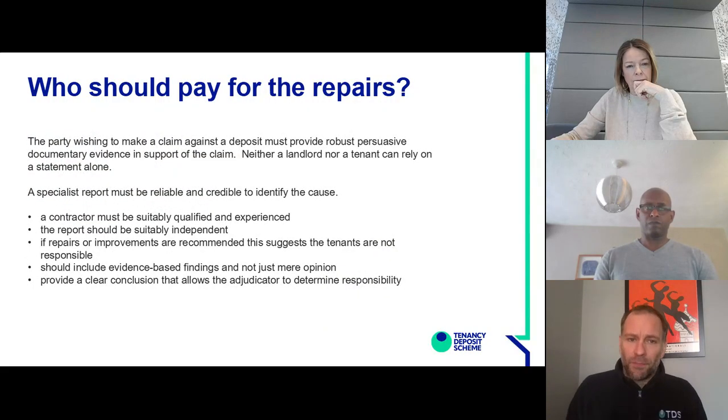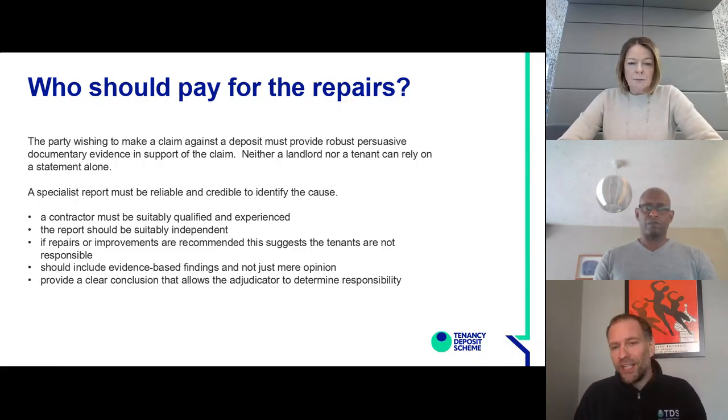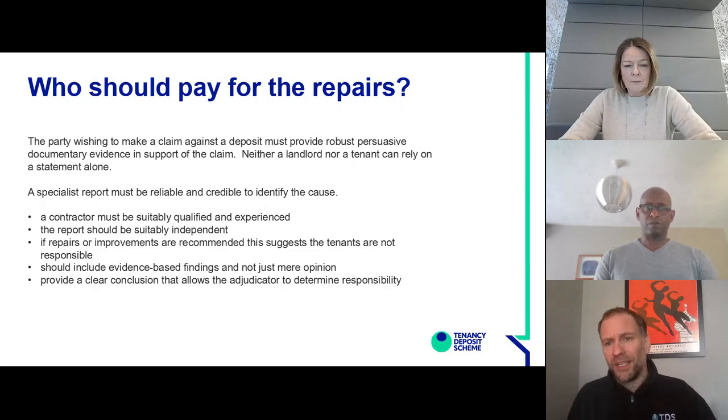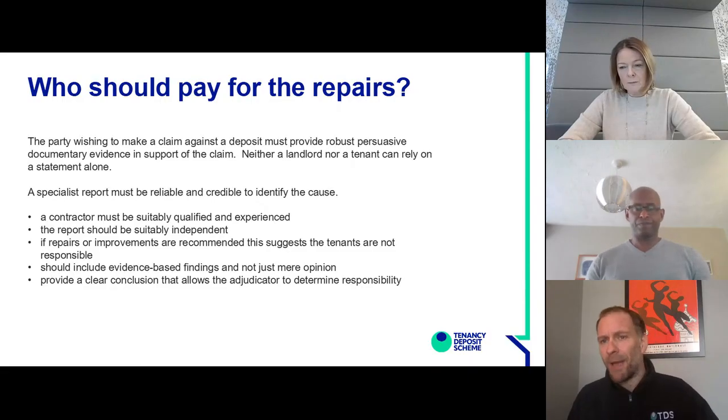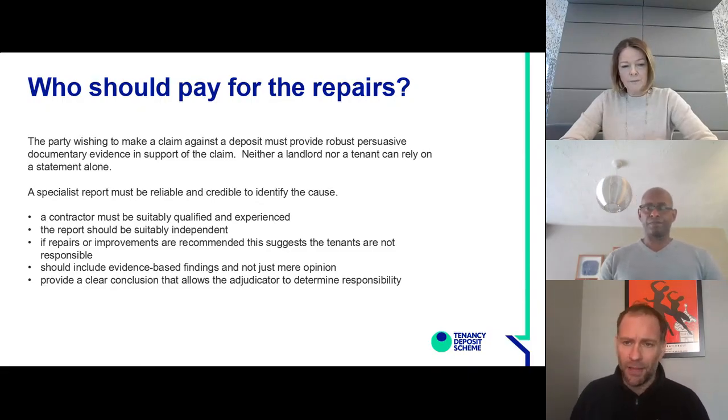So when we think about that specialist report, this really is the key to unlocking many of these disputes. In my experience, without a specialist report for a very serious mould problem, the claim is unlikely to succeed. We need that bit of extra. So what should a specialist report look like? Well, when we say specialist report, the contractor producing that report must be suitably qualified and experienced. It's got to have credibility and reliability to it as evidence. It's not going to be enough because your friend's a builder, or they've provided an email or something, or a cleaning company has done the same. We sometimes see that.